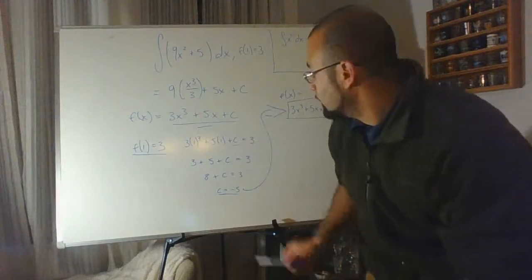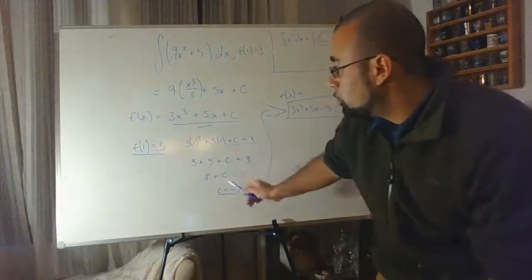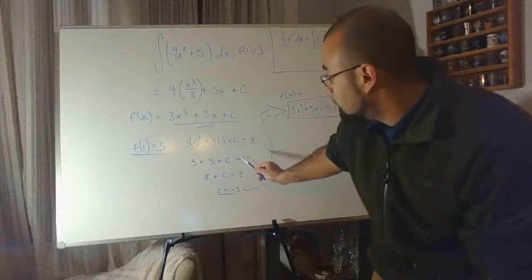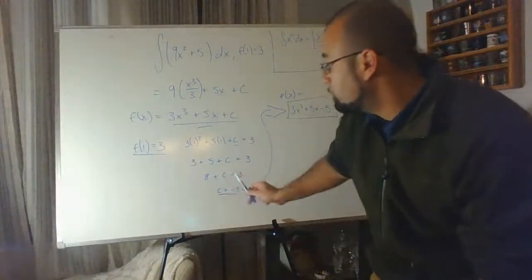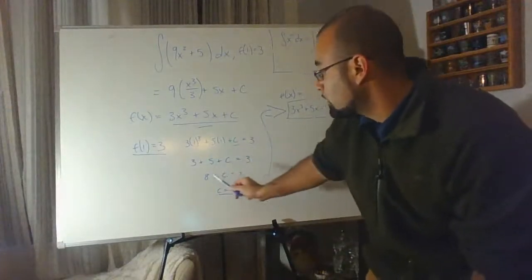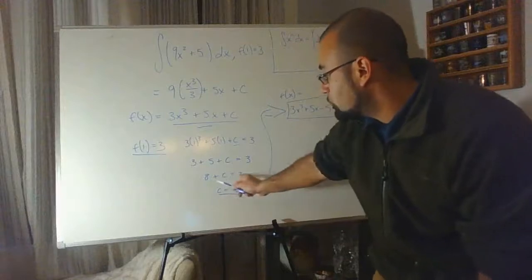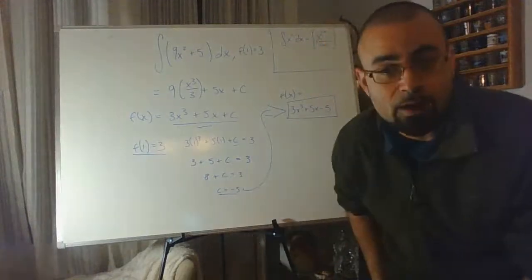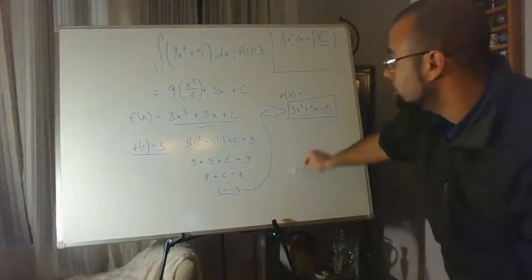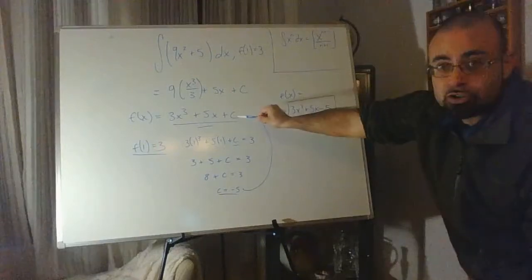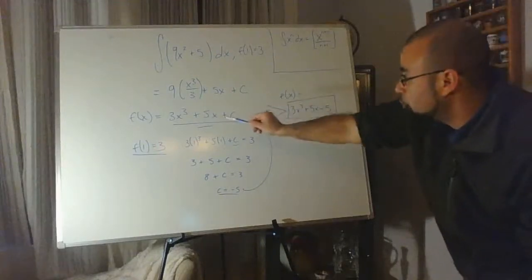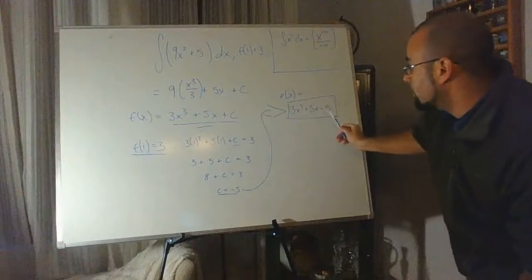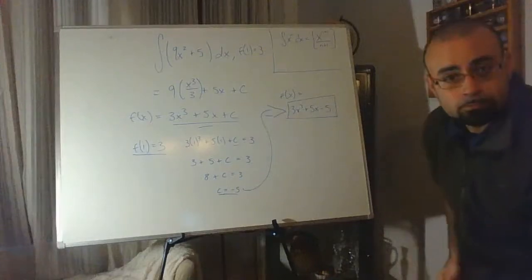So that means 3 times 1 cubed plus 5 times 1 plus c equals 3. That's 3 plus 5 plus c equals 3. 8 plus c equals 3. Subtract the 8 on both sides, you get c equals -5. And just plug that in now for c over here. So your final function, f of x, equals 3x cubed plus 5x, and now c is -5.